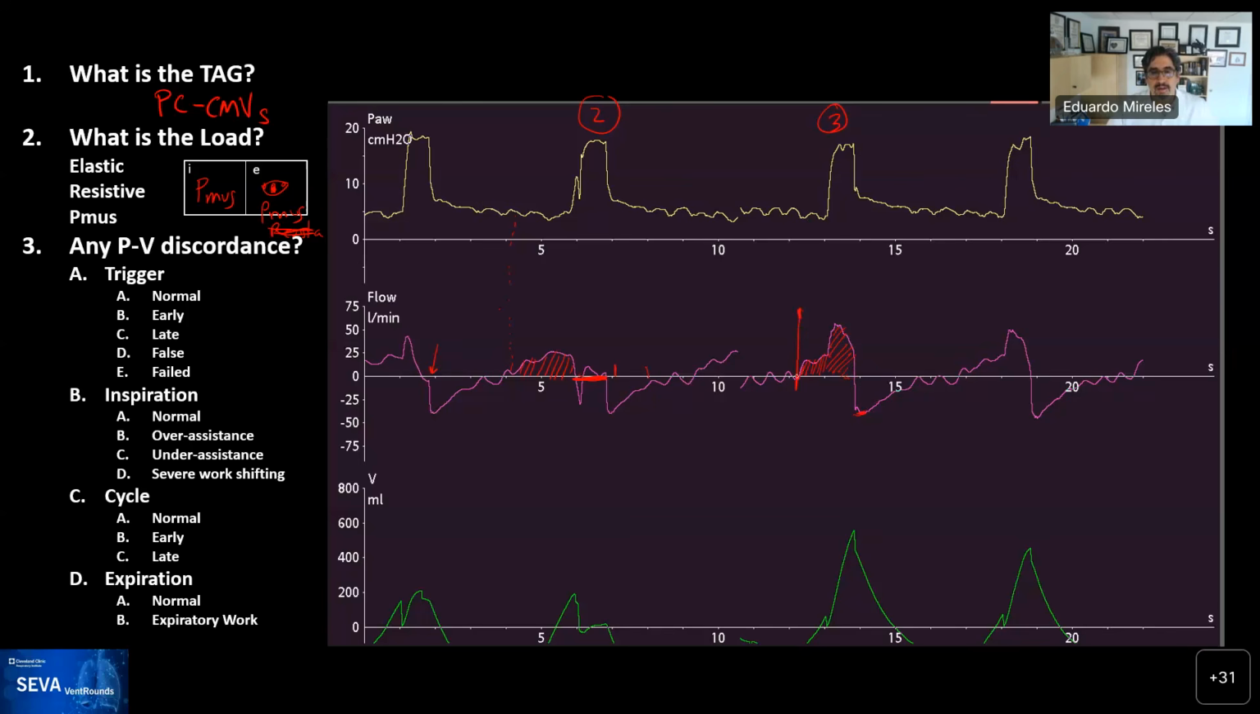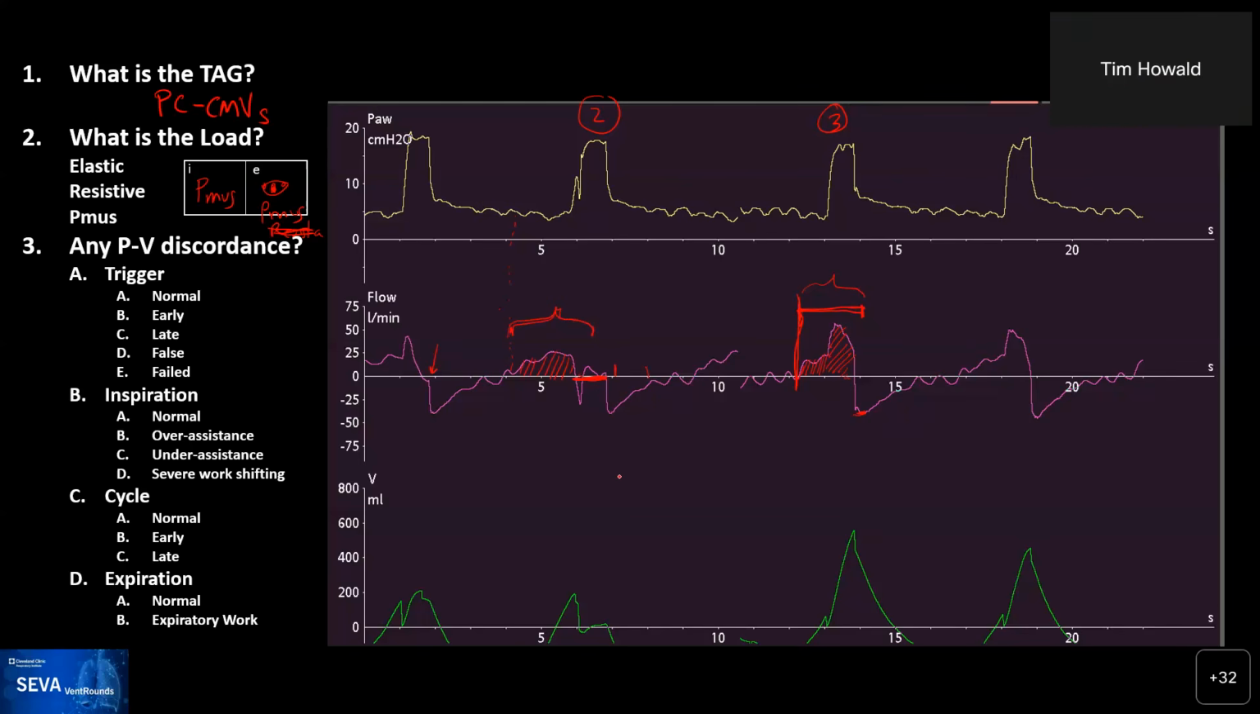Excellent question, Tim. So just by looking at this, if you would name this type of desynchrony, how would you call it? The breath, the PMOS starts here and the breath starts here. What's the name of this for the team? Is it normal? Is the breath triggering early? Is the breath triggering late? Is it false or failed?